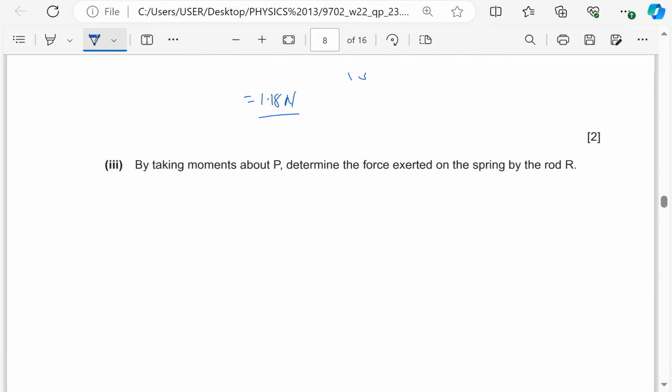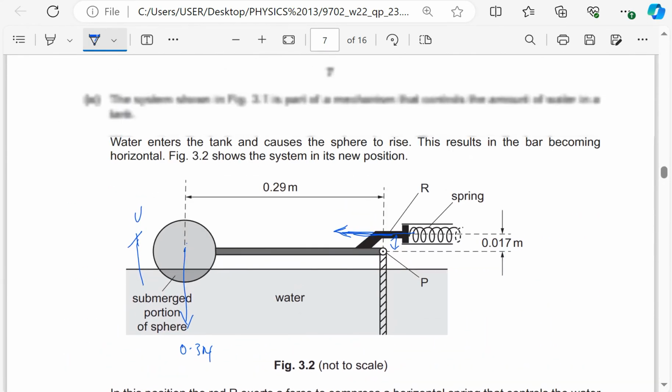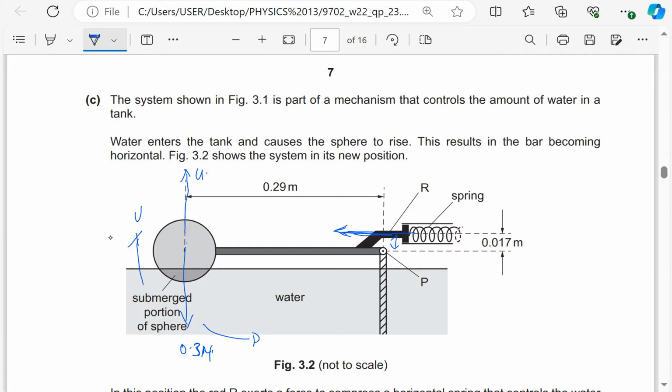By taking moments about P, determine the force exerted on the spring by the rod R. So if we consider that there is equilibrium here, the forces acting, like I mentioned, we have the upthrust force upwards, the weight of the sphere downwards, and there is this one here. This is causing anticlockwise moments, and the upthrust is causing clockwise moments about the point P.